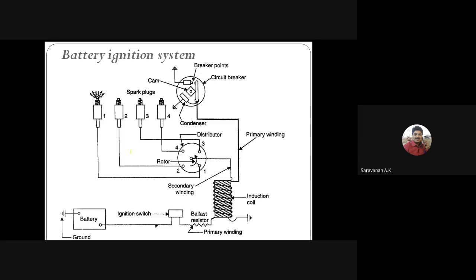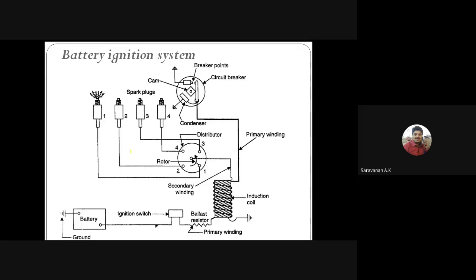In most of our two wheelers or cars, this type of ignition system will be there. This is the starting of an engine by using the battery ignition system.